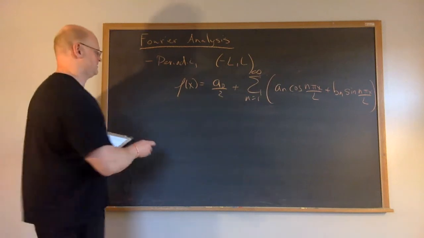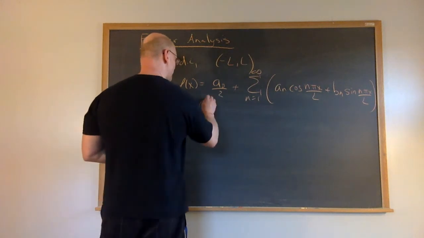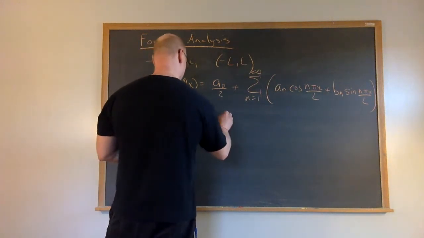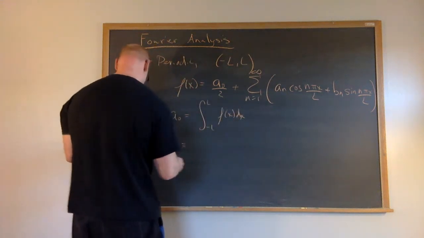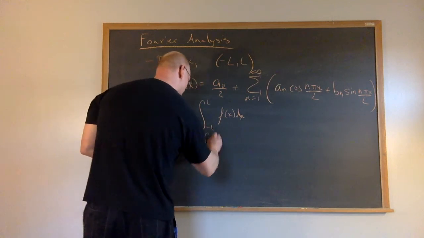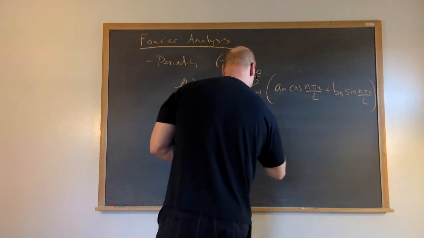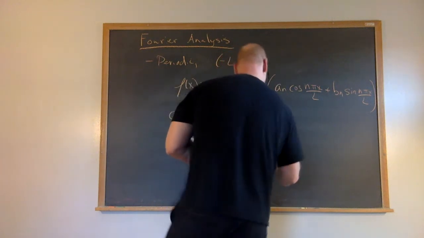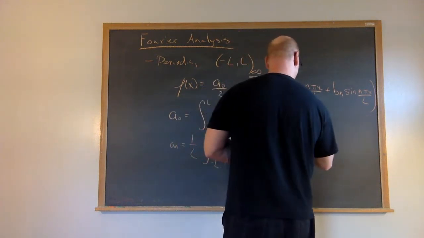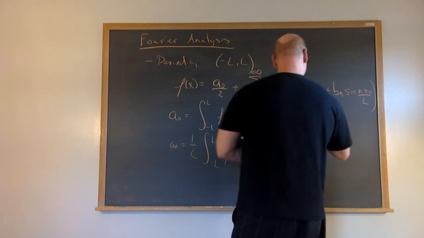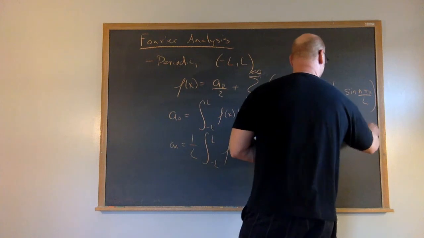where a0, a_n, and b_n are what are known as the Fourier coefficients. These are defined as: a0 is the integral from minus L to L of f of x dx. a_n is equal to 1 over L, integral from minus L to L of f of x cosine of n pi x over L dx. And then finally, b_n is equal to 1 over L, integral from minus L to L of f of x sine of n pi x over L dx.